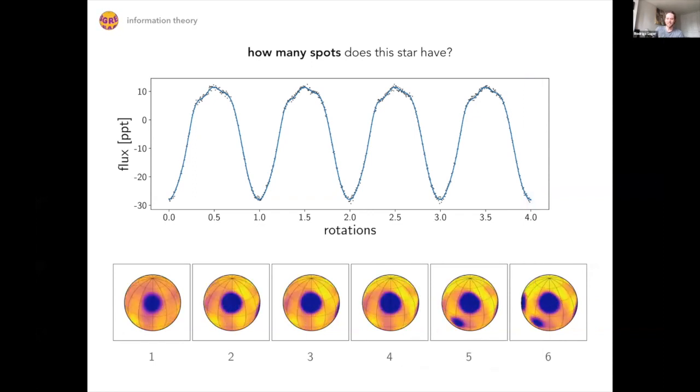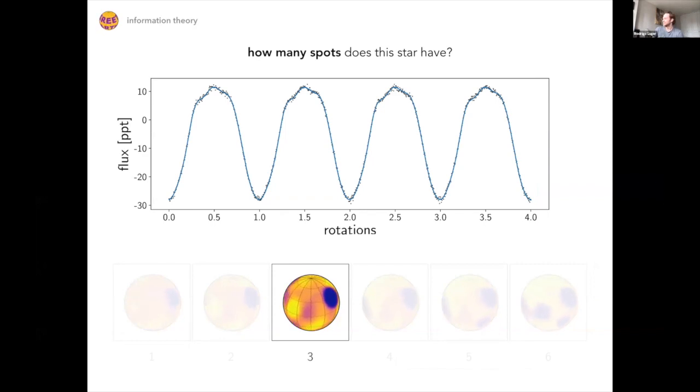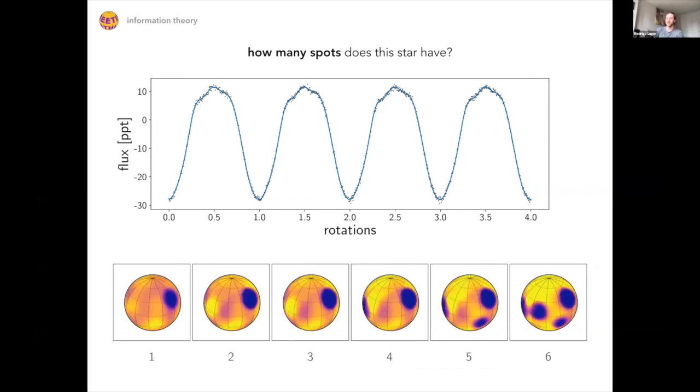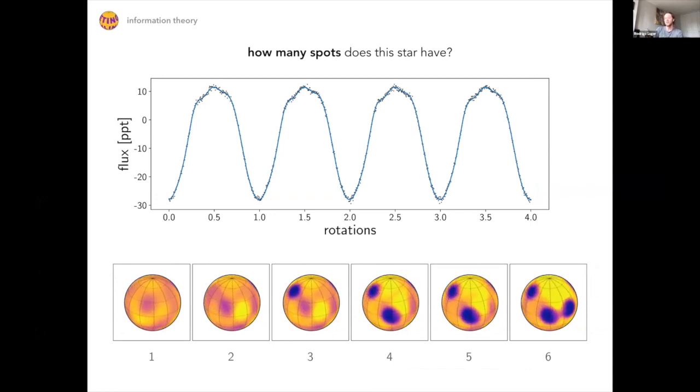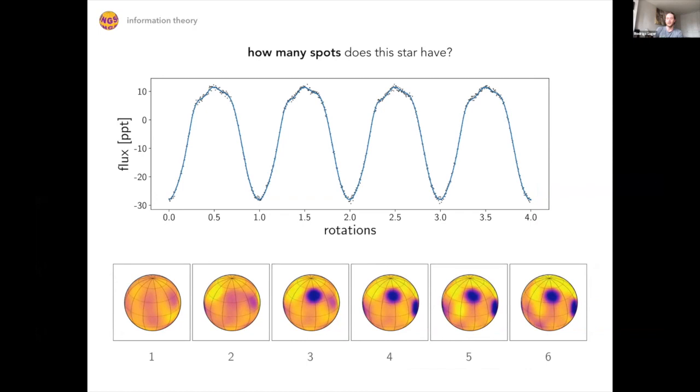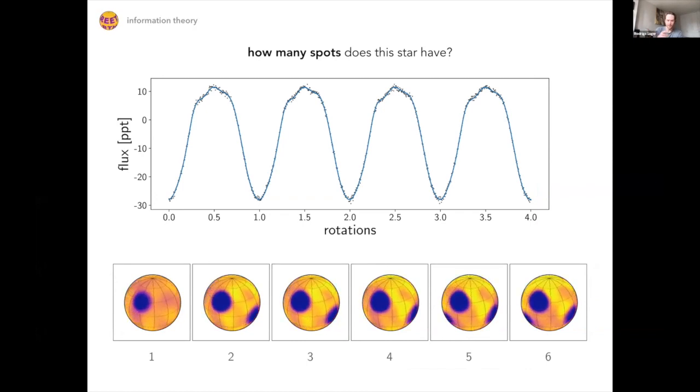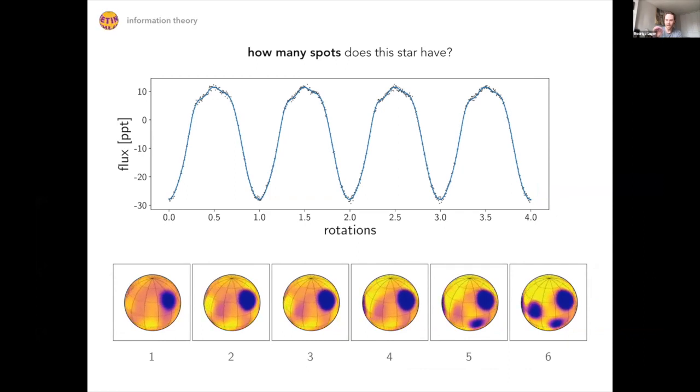If you said 3, which I think Drummond did, and a lot of people did too, you are correct. But if you said 5, you're also correct. And in fact, any number that you typed into the chat would have been correct. I don't know about 42, but probably. The point being that if you compute the flux emitted towards the observer by any of these 6 maps, you get exactly the blue curve.